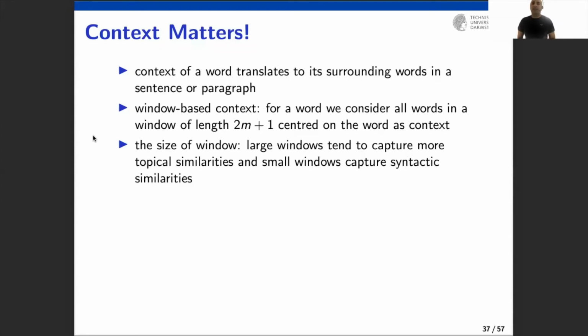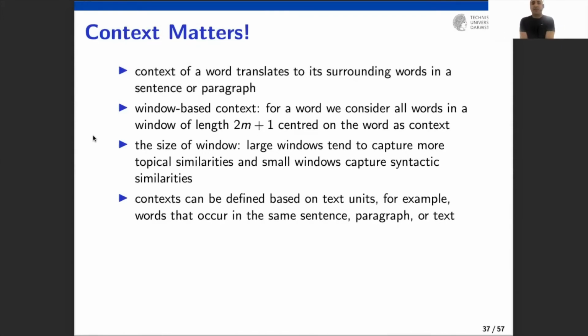But what is the impact of the size of the window on the word embeddings that we obtain? The point is that larger windows that you use in defining the positive and negative samples tend to capture more topical similarity. And when you use small windows to define your context, your word embeddings capture syntactic similarities.